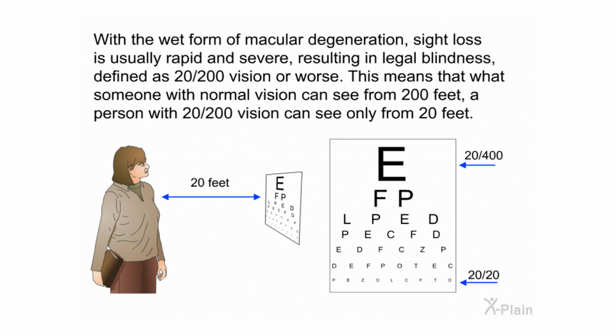With the wet form of macular degeneration, sight loss is usually rapid and severe, resulting in legal blindness, defined as 20/200 vision or worse. This means that what someone with normal vision can see from 200 feet, a person with 20/200 vision can see only from 20 feet.